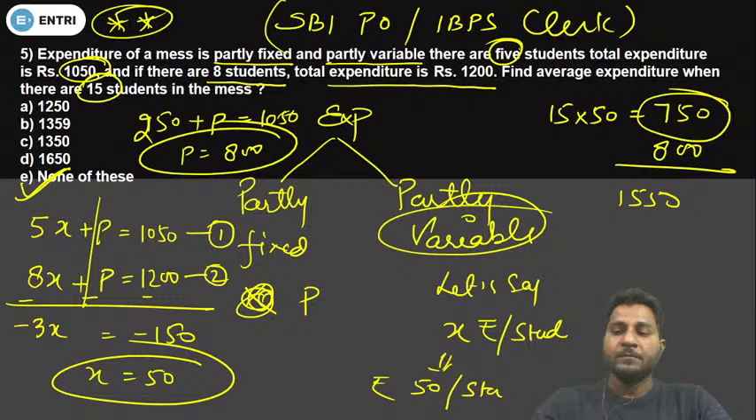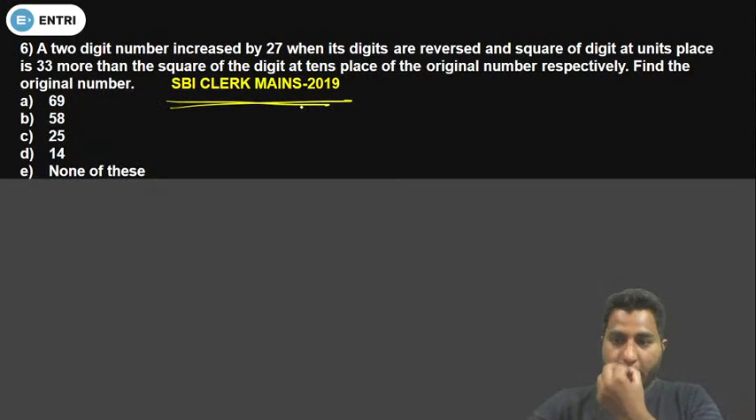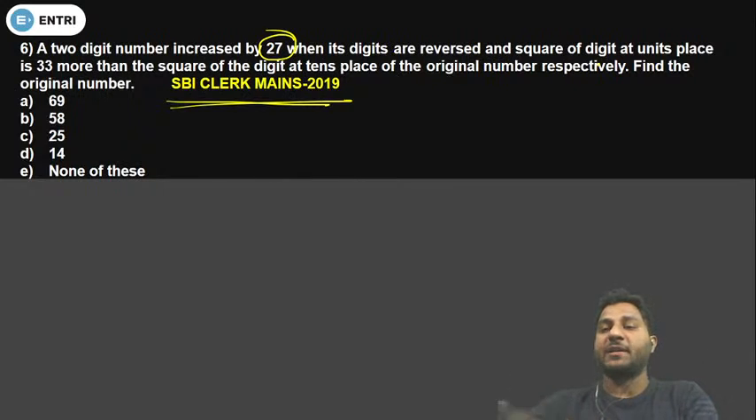Alright, very good. Now let's move on to the next. Here comes the SBI clerk mains question. Look at this one. Very good, Renuka. Now look at this. A 2-digit number increases by 27 when its digits are reversed, and the square of the digit at the units place is 33 more than the square of the digit at the tens place.